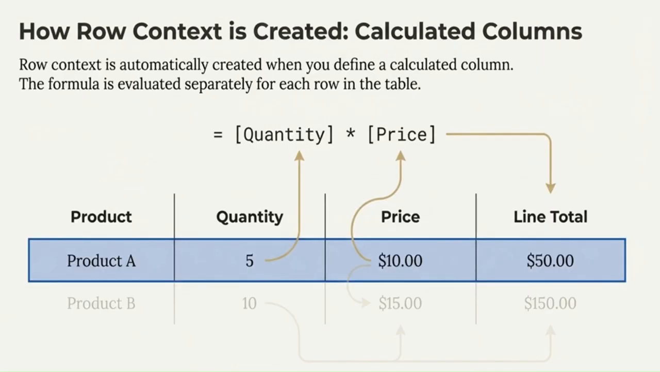Row context is automatically created when you define a calculated column. The formula is evaluated separately for each row in the table. For example, quantity multiplied by price. DAX picks one row, calculates the value, stores it, and then repeats the process for every row. This is why calculated columns work row by row, are calculated during the data refresh, and do not change with slicers.